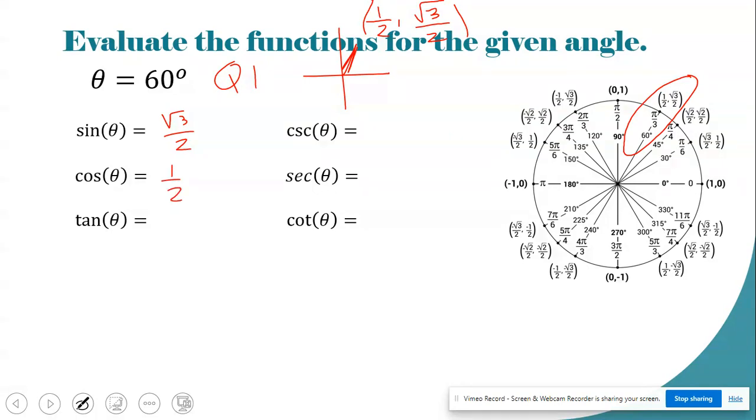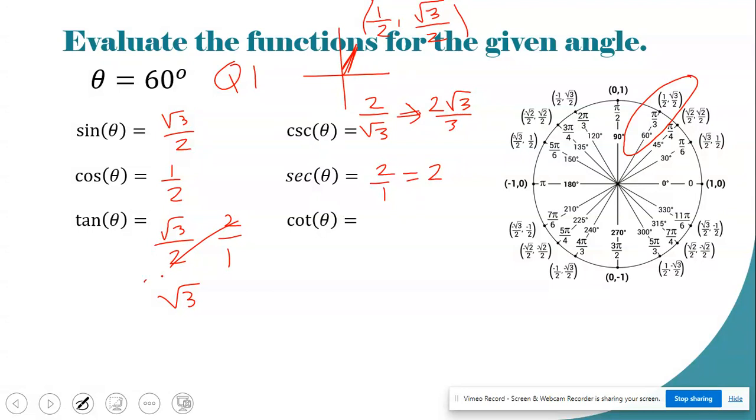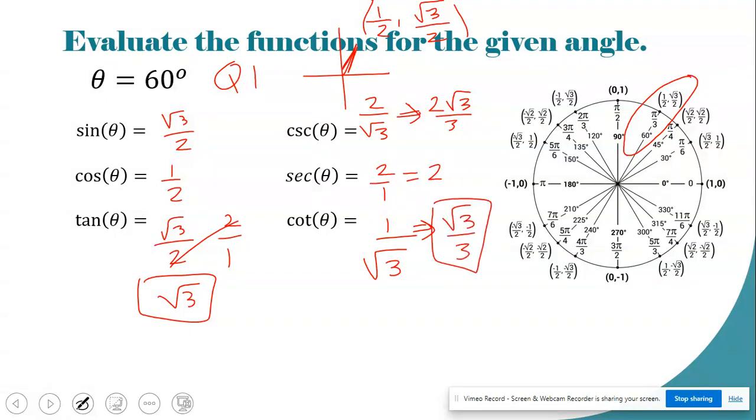I can do secant and cosecant right away. This is going to be 2 over 1 or just 2. Cosecant is going to be 2 over the square root of 3. Rationalizing that denominator, you're going to have 2 square root of 3 over 3. And tangent, remember that's sine divided by cosine or multiplied by the reciprocal. That just becomes the square root of 3 for tangent. And cotangent will be 1 over the square root of 3. But we have to rationalize that.